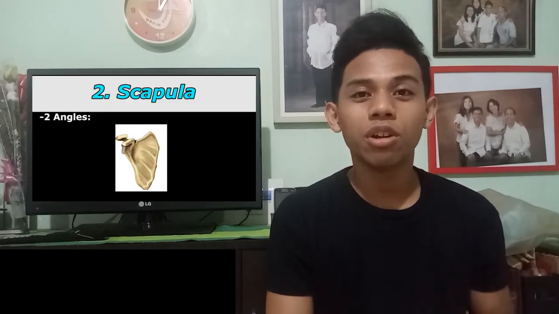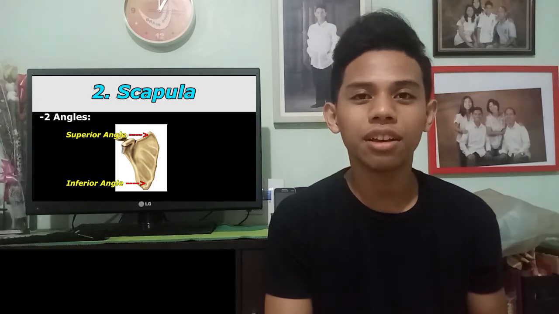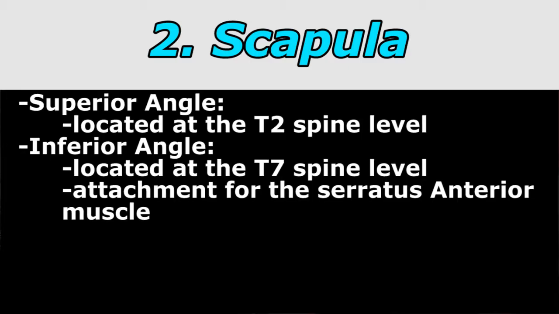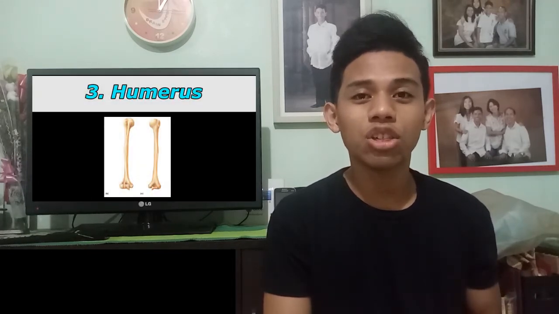In the scapula, we also have 2 angles, the superior angle and the inferior angle. The superior angle of the scapula is found at the level of the T2 spine, while the inferior angle is found at the T7 spine. And the third bone that the shoulder is made up of is what we call H, or the humerus.